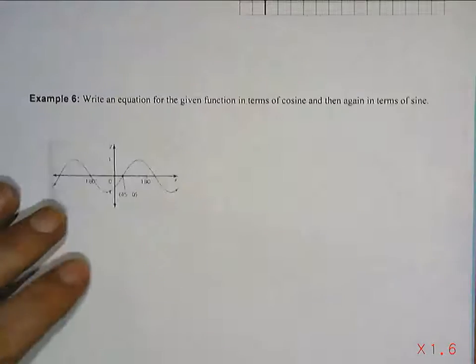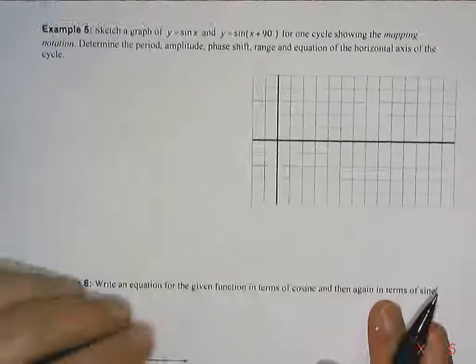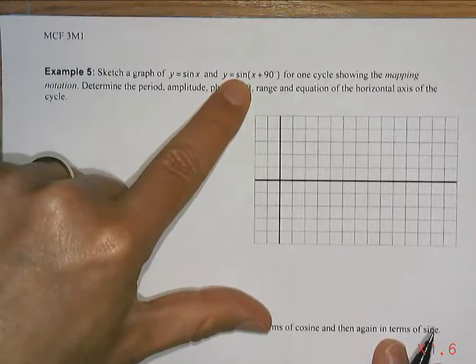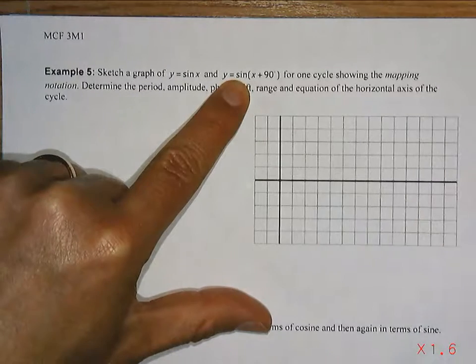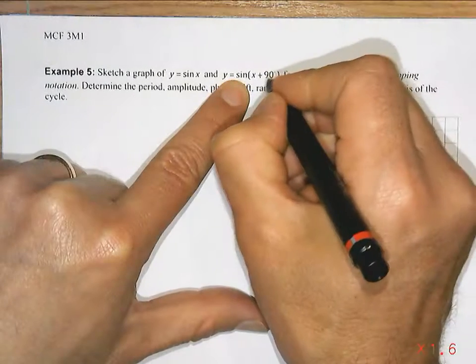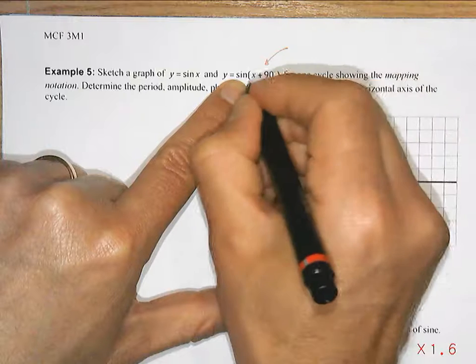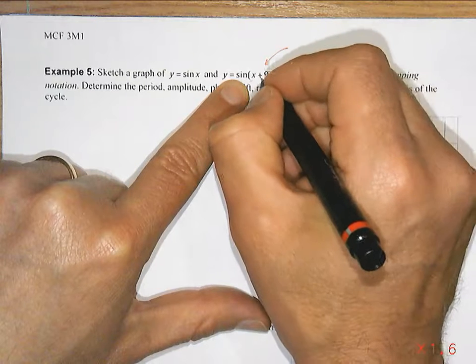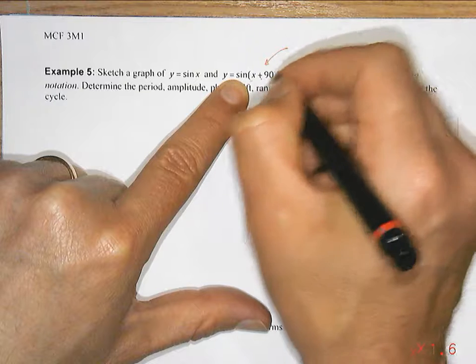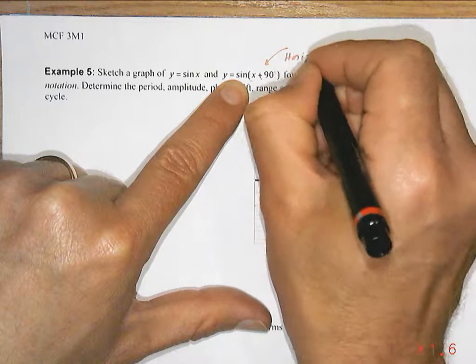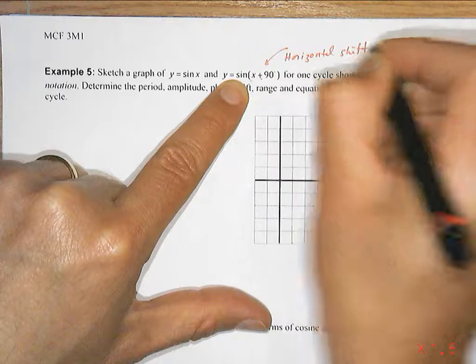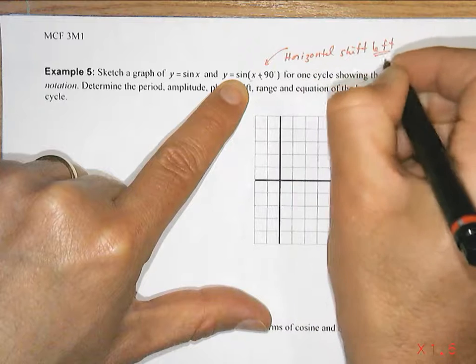Okay, let's take a look at example number 5. So, we're going to sketch sine x, and we're going to sketch sine of x plus 90. Now, plus means that the h value is negative inside the sine function, so it's horizontal. So it's going to be a horizontal shift left, 90 degrees.